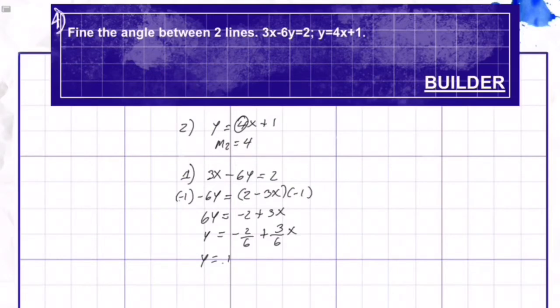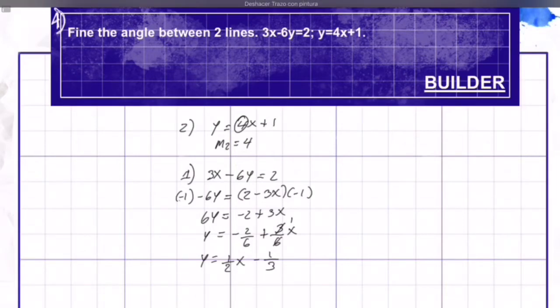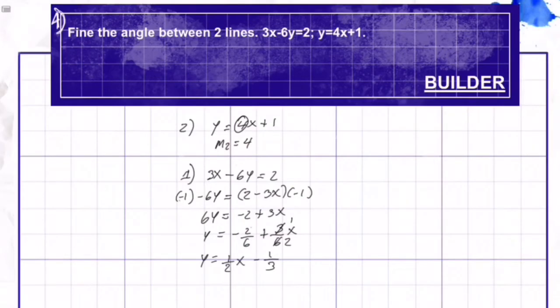So simplifying, y equals 1/2 x minus 1/3. So we have the second slope, the first slope, sorry, is 1/2.